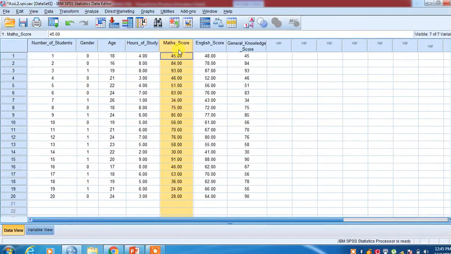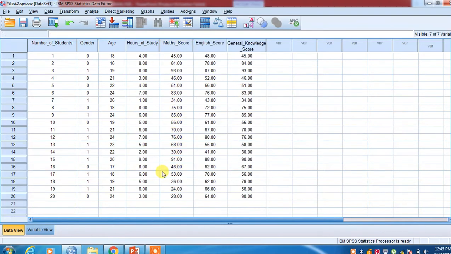Here I have data of students with different genders and age groups who have just passed a maths, English and general knowledge test, and their scores are given here. Here I use 0 for female and 1 for male, along with their age, their hours of study, maths scores and English scores.